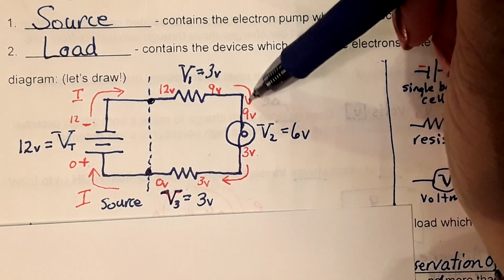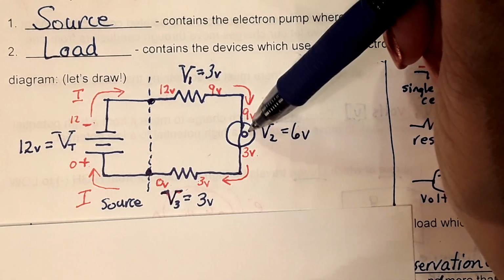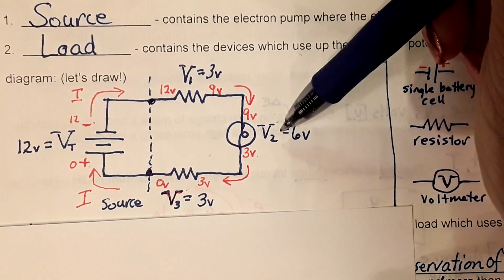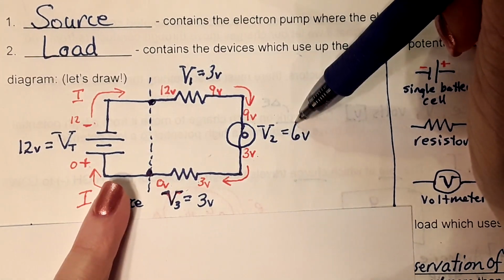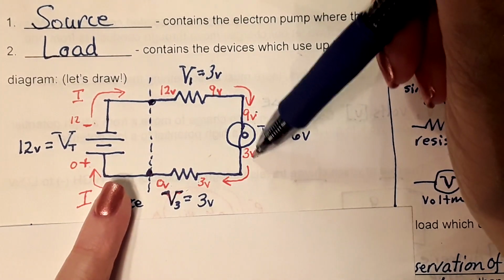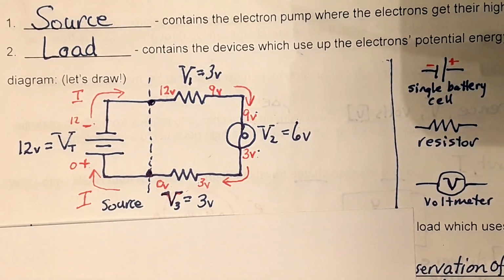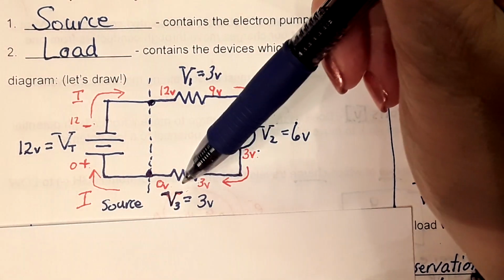Then the electrons come around here. Now they've still got 9 volts. They go into the lamp. The filament uses up 6 volts of their potential. 9 minus 6 is 3. So when the electrons come out, they've only got 3 volts of potential left. Okay? Come around here on this side.